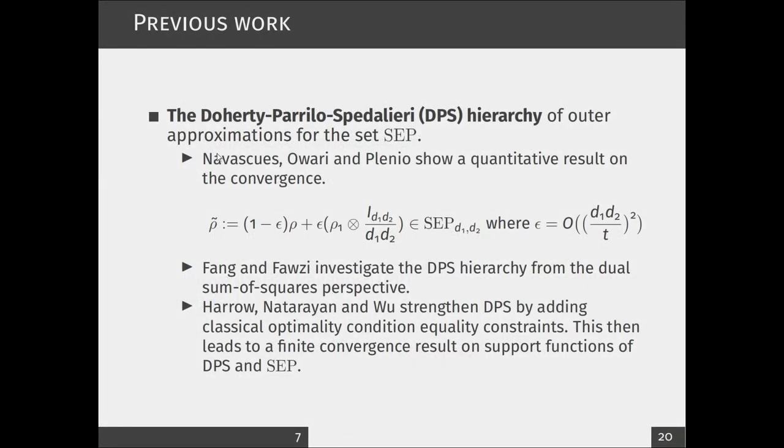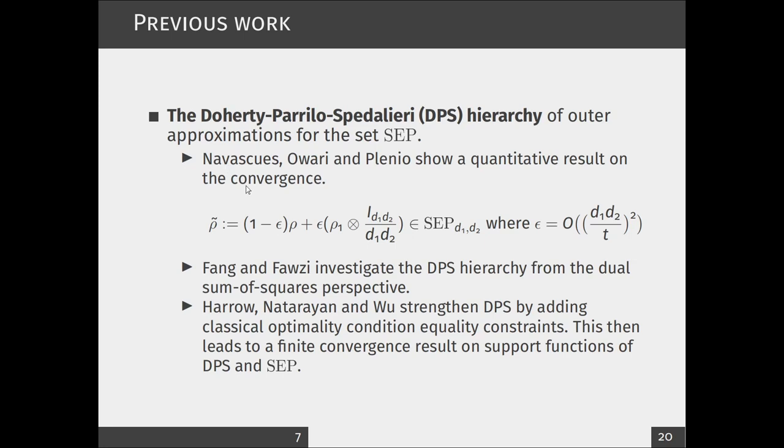Another big topic in the field is that we're not the first people to apply a hierarchy approach to this problem. A very prominent hierarchy is the DPS hierarchy by Doherty, Parrilo, and Spedalieri. They made a hierarchy of outer approximations for the cone of SEP. Upon this work, several people have expanded. Navascués, Owari, and Plenio showed quantitative results of convergence.